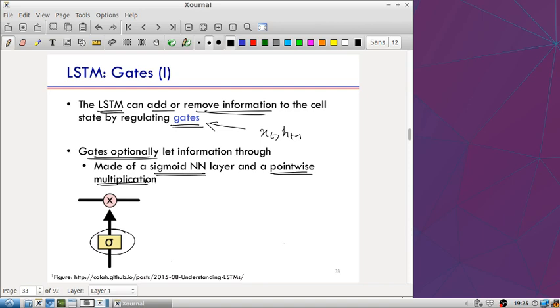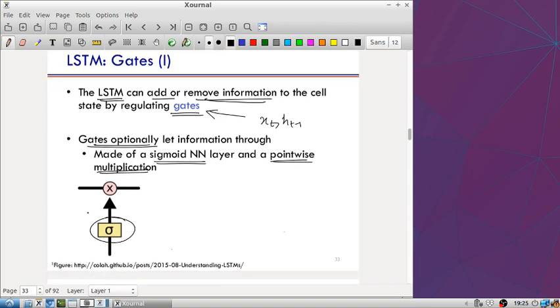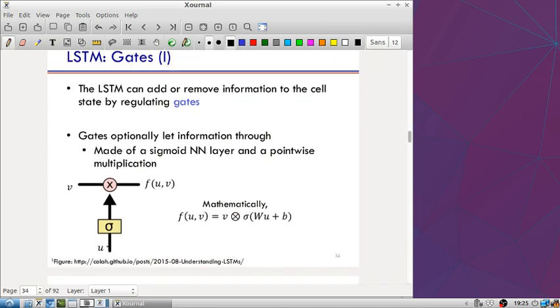Here a gate is basically a neural network with a sigmoid layer, and it does a pointwise multiplication with a vector. You can imagine this vector, since I've drawn it horizontally, is related to the cell state. Actually, I have a slide here. Let's say U is the input to this gate. This is the gate operation. Some transformation happens, sigma. Because of the sigmoid nonlinearity, whatever the input vector u, the output vector is always going to be between 0 and 1. Remember, sigmoid output was always between 0 and 1.